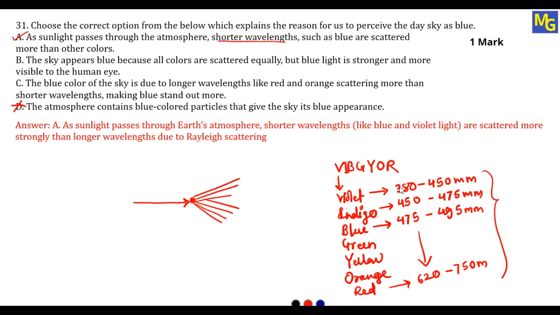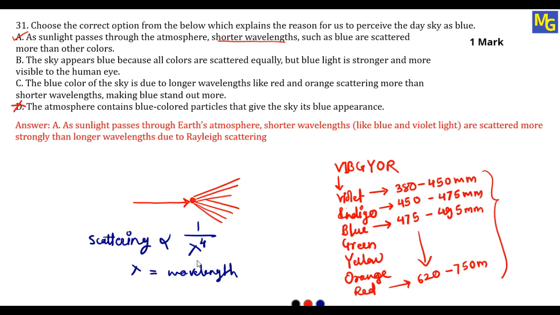So if you see the relation between the scattering and the wavelength, what is the relation? I can write like this. Scattering is inversely proportional to the fourth power of wavelength. Here lambda is nothing but wavelength. So our scattering is inversely proportional to the fourth power of lambda.